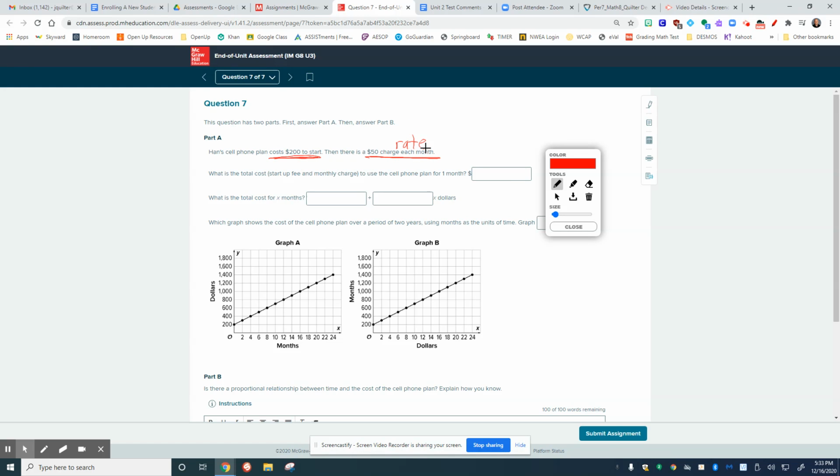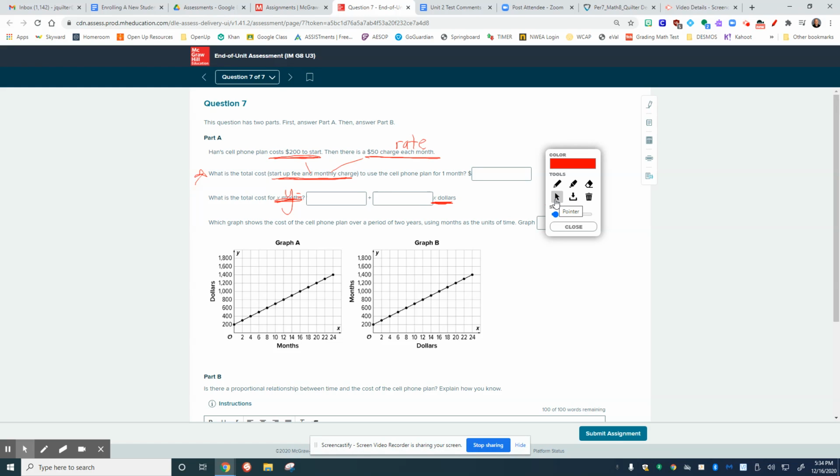So the total cost, like looking at right here, this first part, what is the total cost, meaning the startup fee and monthly charge to use the cell phone plan for 1 month? So talking about the startup fee plus 1 month. What is the total cost for any number of months? Well, this is now going to be your equation in slope-intercept form. Only right here, you'll notice there's no space for a y, but it would basically look like this: y equals, and then you need to have these other values that are given to us about what makes up the total cost for any number of months. Realize here's your x over here, so you need to know where to put that rate.